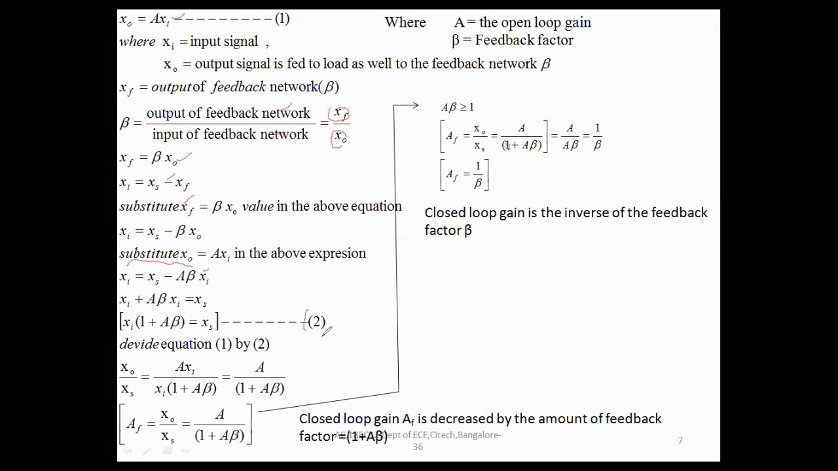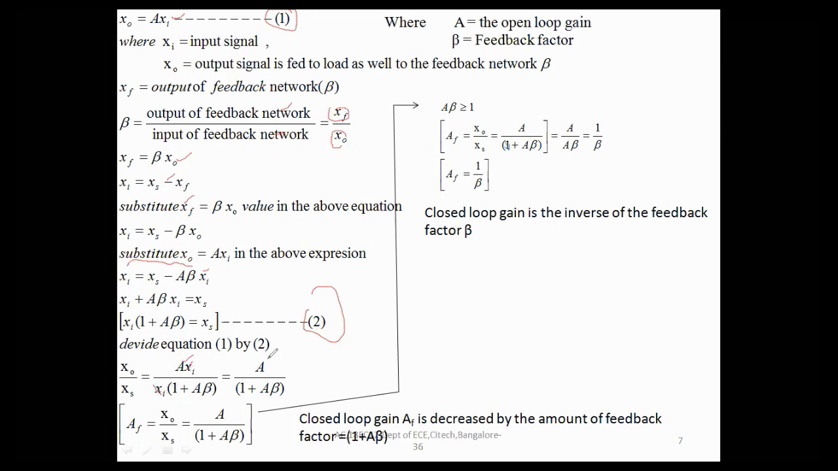This is equation number 2. This one is equation number 1. Divide equation 1 by 2, that is X naught by Xs equals X naught, which is A times Xi, divided by Xs, which is Xi into (1 plus A beta). So Xi in the numerator and Xi in the denominator get cancelled.